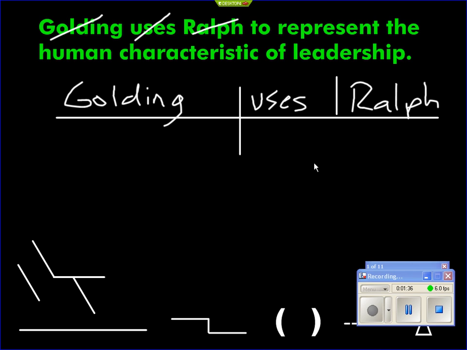Here's how you determine what. Ask yourself, what is to represent the human character of leadership doing? What's it telling me? How he uses them, right? Or what he uses them for. How he uses them or what he uses them for. Therefore, what is it doing? It's modifying uses. It's acting as an adverb.